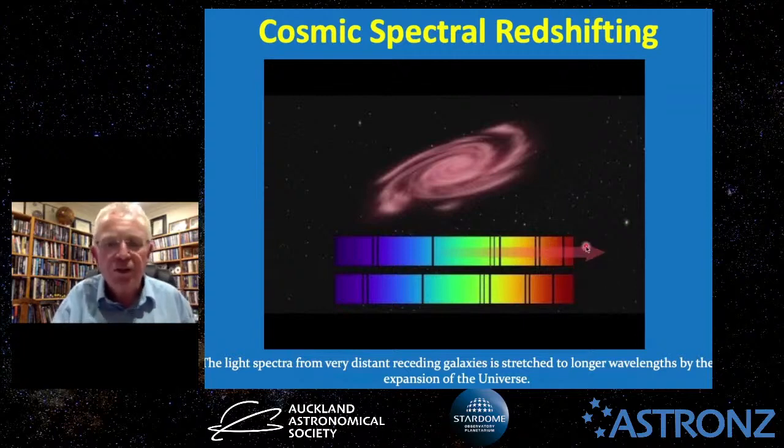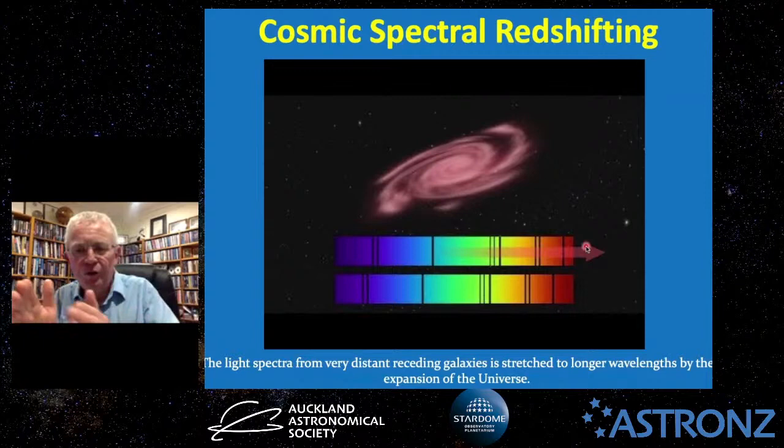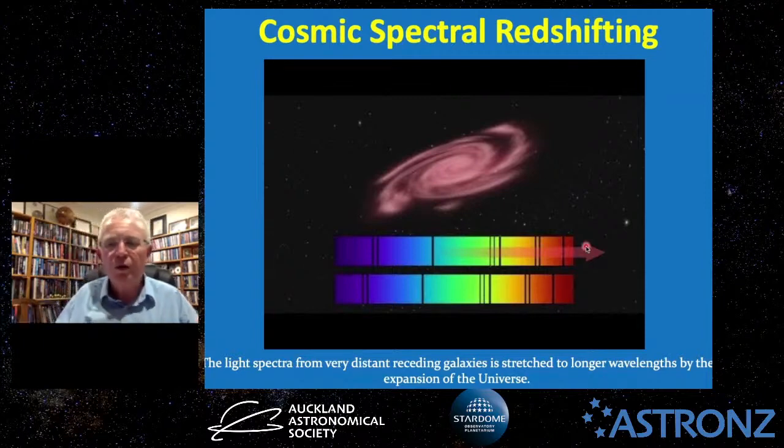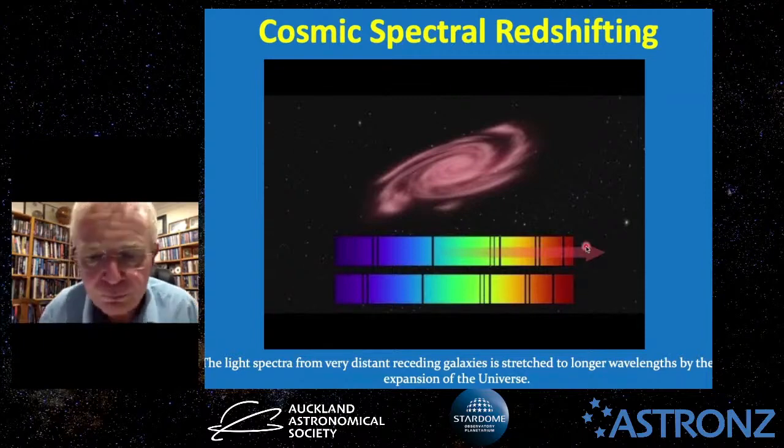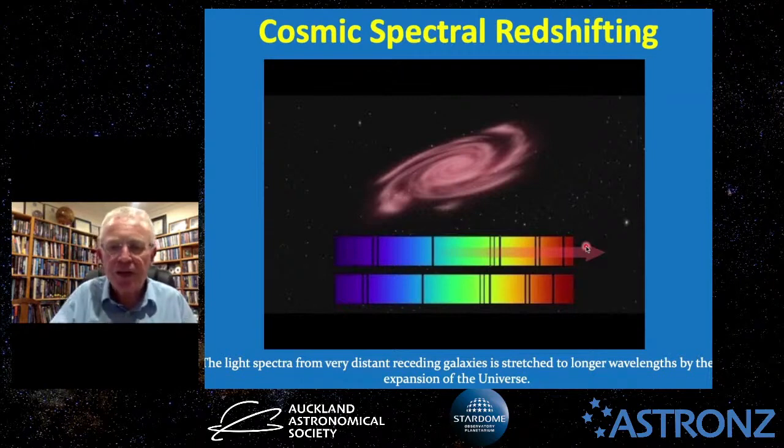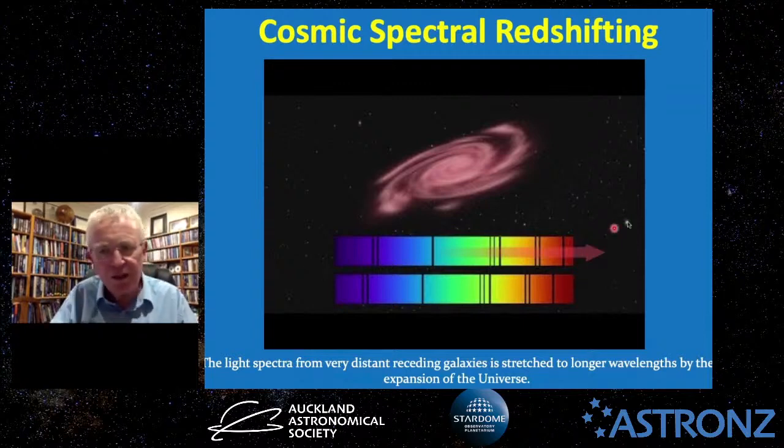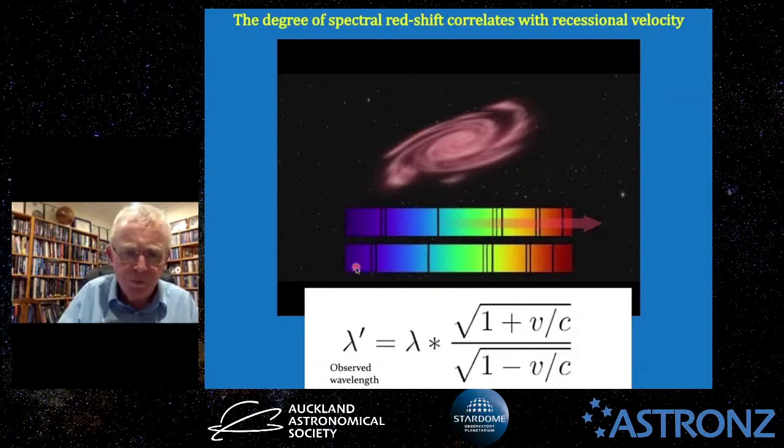So it's called redshifting. All the spectral lines get shifted over towards the longer wavelengths of the reds in the colour spectrum. And that is due to the expansion of the universe. It's called cosmic spectral redshifting. You might go, well, that's interesting, isn't it? Thanks for telling me that. But how do you get the distance from that? Well, there's a formula here.